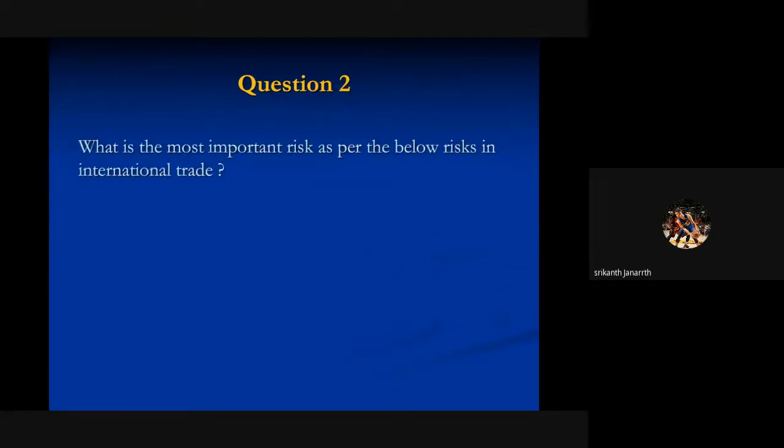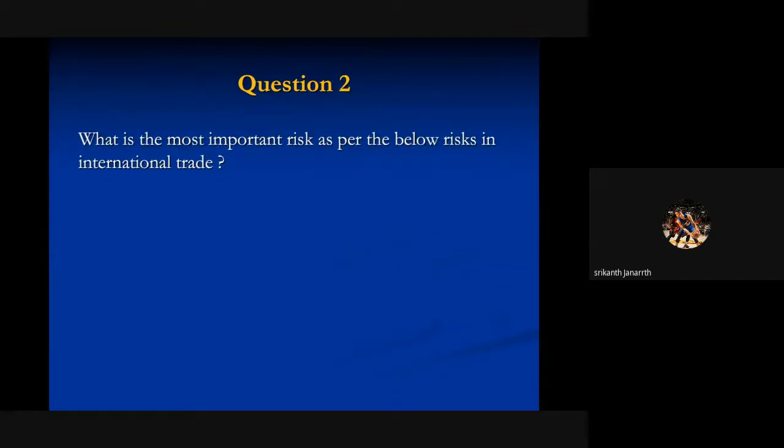Okay, question number 2. As per the below risks in international trade, what is the most important risk? What are the risks given? Counterparty, political, transportation risk, documentation risk. What is important in the given four? What is the most important risk? What do you suggest? When you are doing international trade, what is the key risk?